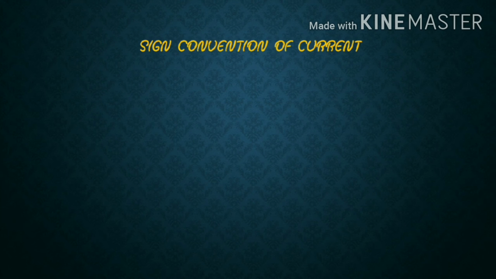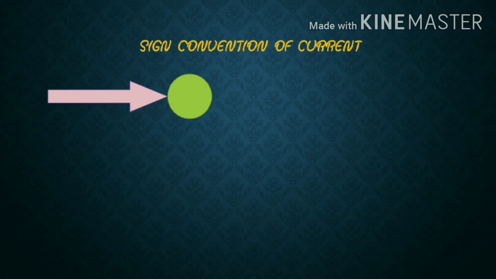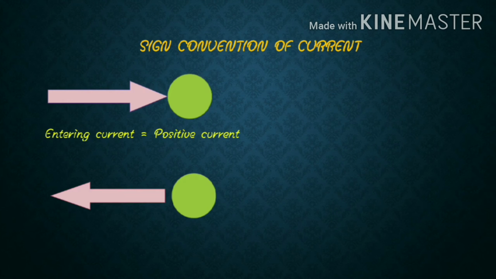Sign convention of the current. This is the most important part. If any current is entering any node, this arrow symbol indicates the current and this circle indicates the node. So this current entering the node, you can say that the entering current will be positive current, and on the other hand, currents leaving from the node will be negative current.